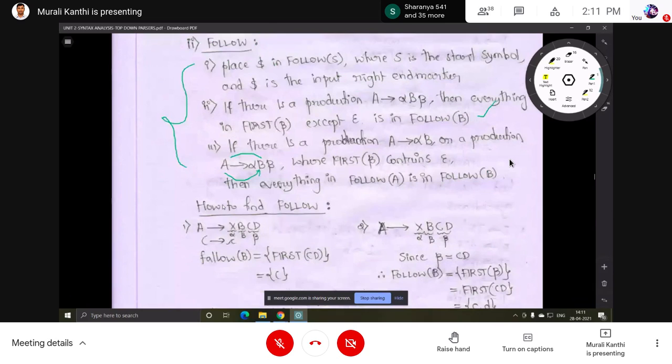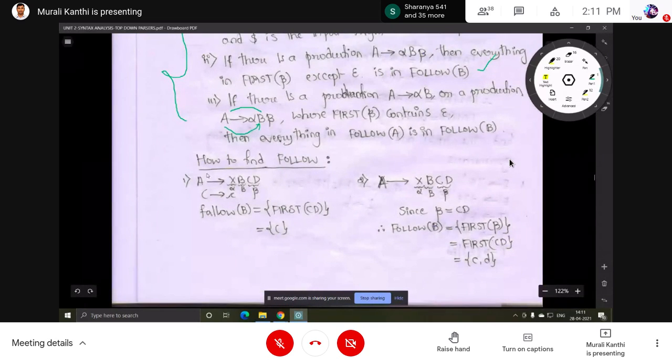Now see the example of how to find follow. This is a grammar: A implies X B C D, and one more production, C implies c. So these are the two productions in this grammar. Here I want to find out the follow of B. Now compare this production with that production, A implies alpha B beta. Here alpha is X, B is B, and beta is C D.